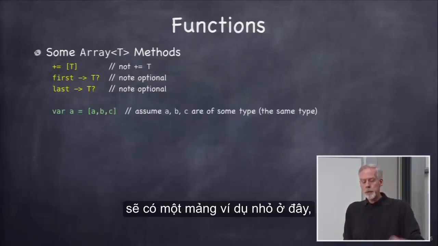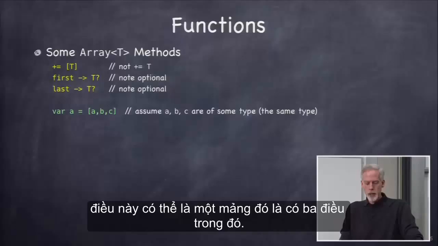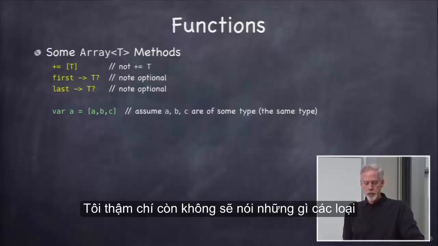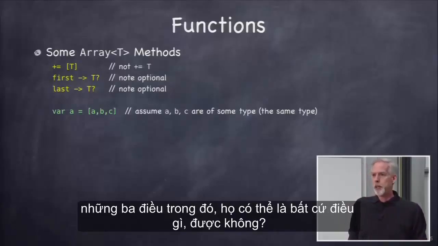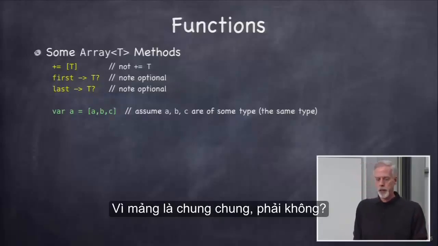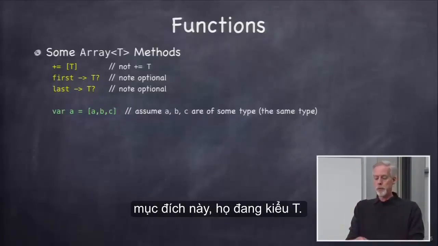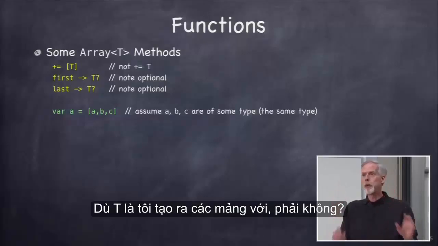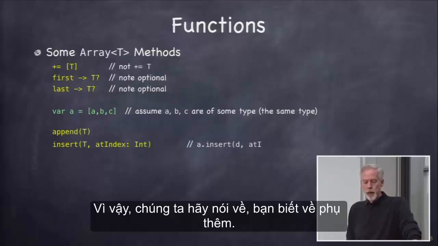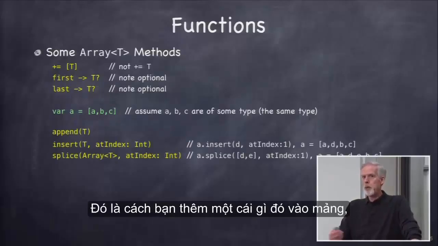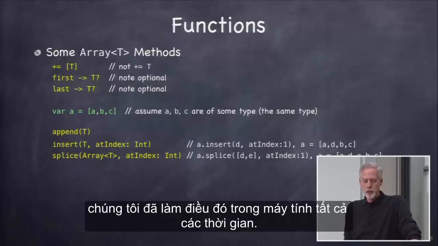So for these next ones, I'm going to have a little example array here. This is going to be an array that's got 3 things in it. I'm not even going to say what the types of those 3 things are. They could be anything, okay, because array is generic, right? Array angle bracket T. You can assume for the purposes of this, they're of type T, whatever the T is that I created the array with, right? So let's talk about append. That's how you add something to an array. We did that in the calculator all the time.